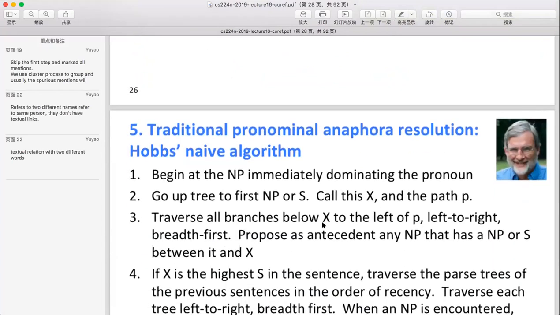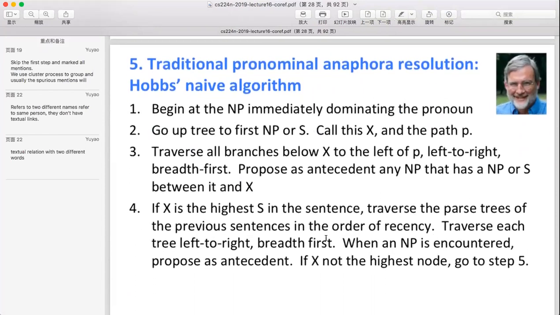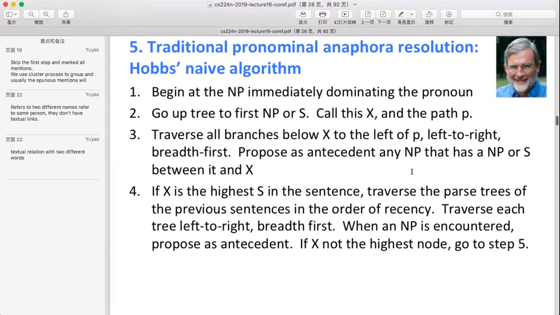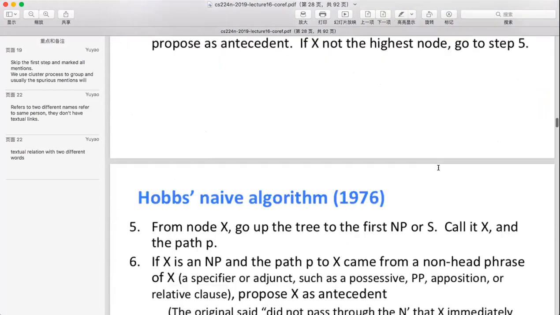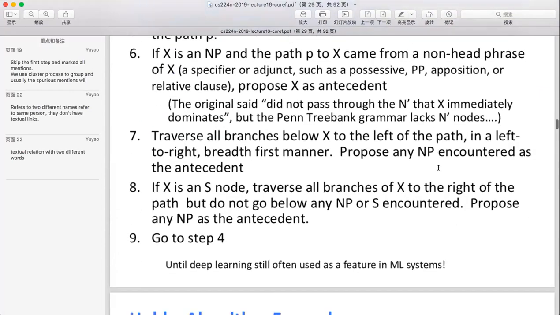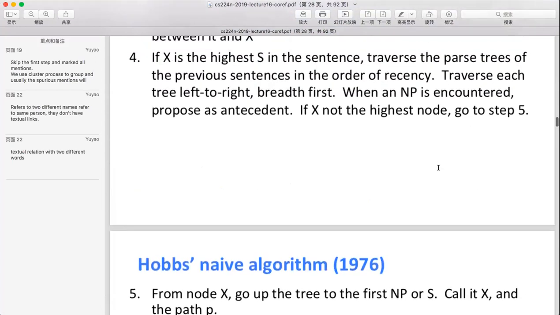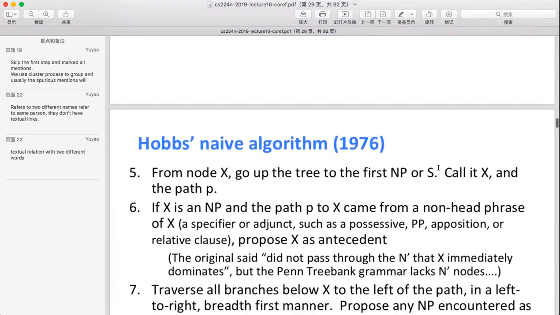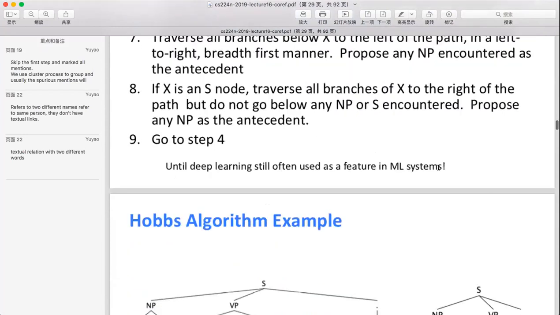Okay, the first model is Hobbs' naive algorithm. When you take a look at this, the professor was very generous, giving us so many steps, from step 1 to 9. And if it doesn't work, you need to repeat from step 4 and go on to the following steps. It looks very complex. Let me just explain the basic rule here.